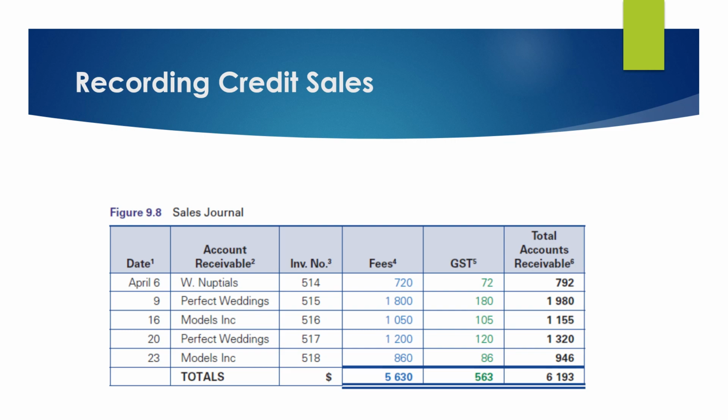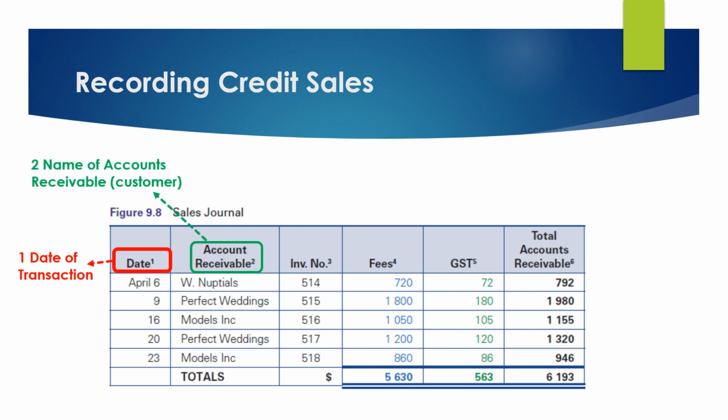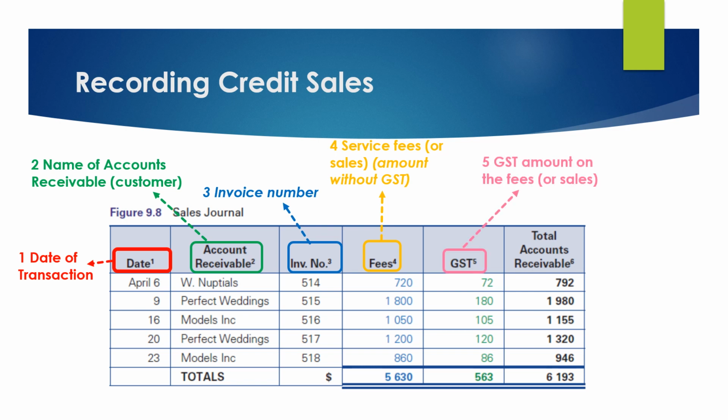We record credit sales in a sales journal, which looks something like this. In the first column, we record the date of transaction. In the next column, we record the name of the accounts receivable, that is the customer that owes the business. In this next column, we record the invoice number. Under fees, here is where we record the service fees or sales amount, which is the amount without GST. In the GST column, we record the GST amount on the fees or sales. And in the last column, here is where we record the total amount owing from the accounts receivable. So this amount includes the GST.